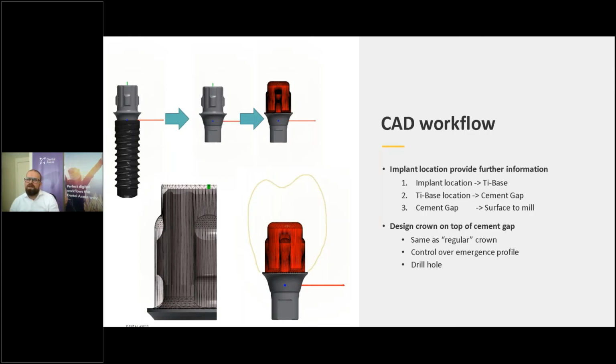So your Ti-base is actually the replacement of the preparation itself. A good part is how these Ti-bases are being created. You're going into a natural tulip shape into your restoration, so you can still define your emergence profile and make sure you have a good connection and enough pressure onto your soft tissue. And from that one, we also know where the drill hole is going to be from your restoration and onto your implant.